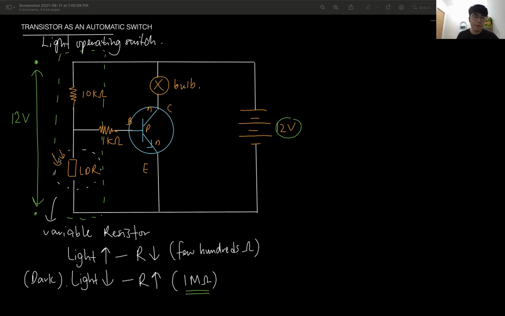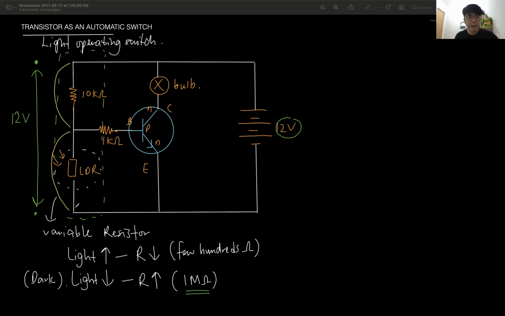Because this high resistance will have high voltage across it. If the resistance decreases, then the voltage also decreases. So the voltage is controlled by the resistance. So what happens during the night when the LDR resistance is very high, then the voltage across it is also very high, and the voltage across this one becomes very low. They are sharing the voltage. Remember, they are sharing. When this becomes high, then this will drop.